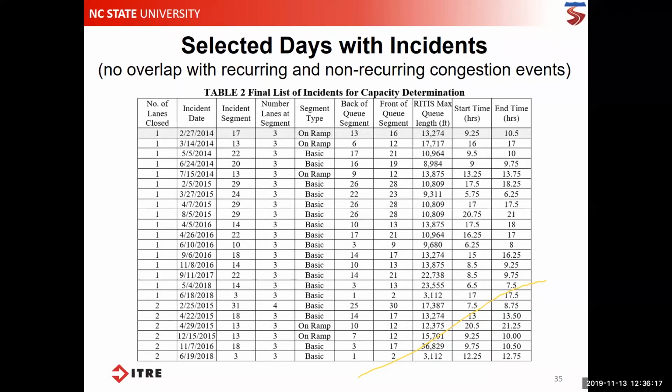So going back to the original research we have done in this project, these are dates that we found single incidents happening, either one-lane closure or two-lane closure on this facility, that are not overlapping with any other incident, nor with the recurring congestion on a daily basis. There are no severe weather days in it, and we end up with this set of days. You can see some of the characteristics of what is happening on each day: what the queue size was, the location of incidents, type of segments, and so on.